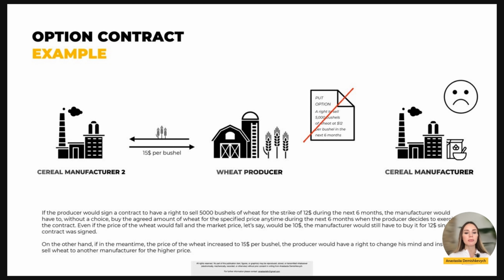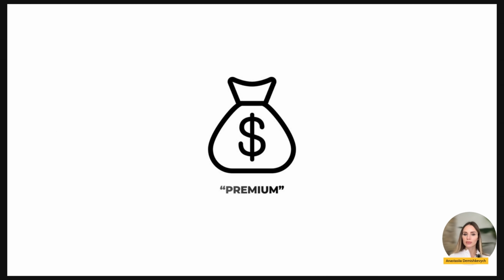However, if in the meantime the price of wheat increased to $15 per bushel, the producer has the right to change his mind and instead sell wheat to another manufacturer for the higher price. Remember, it's the right, not the obligation. That's essentially why it's called an option in the first place. This leaves the cereal manufacturer rather unhappy, I would say. And this is where something called the premium comes into light.